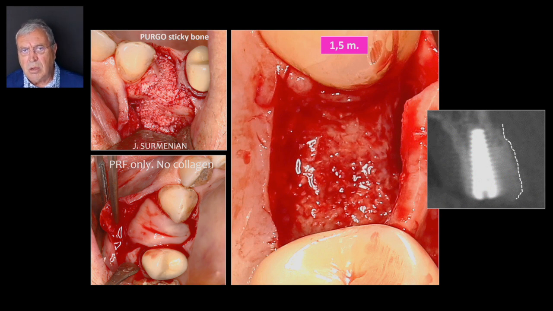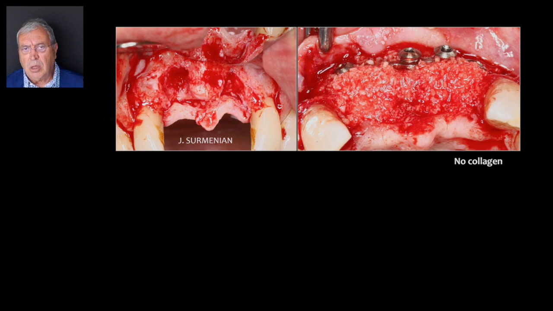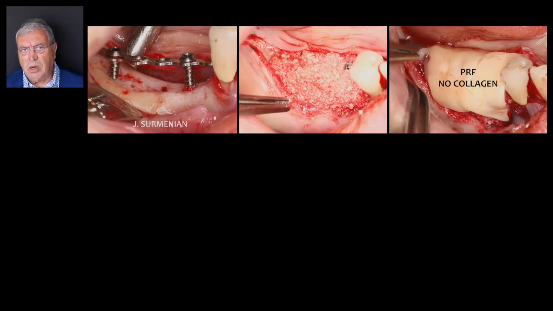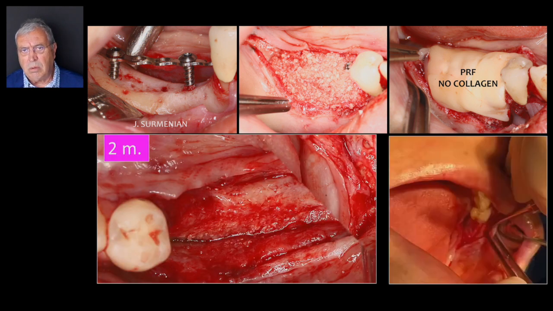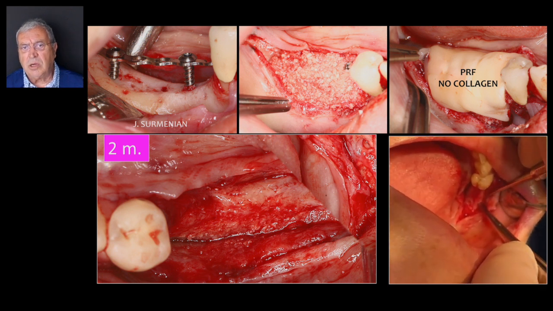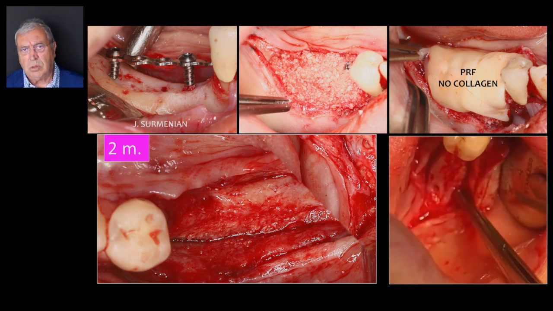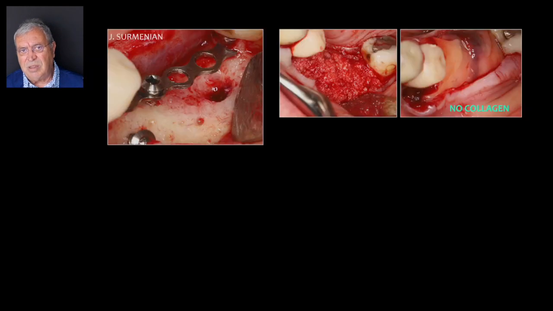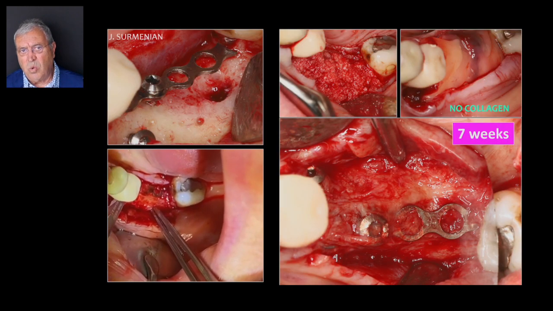We don't need more than 2 months to reopen an augmentation in the maxilla, even if we didn't use any collagen. We don't need to wait more than 2 months in a vertical augmentation in the mandible because of the osteo-immunology protocols. Even after only 7 weeks, we can see the quality of the bone.